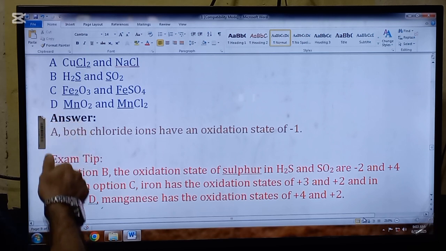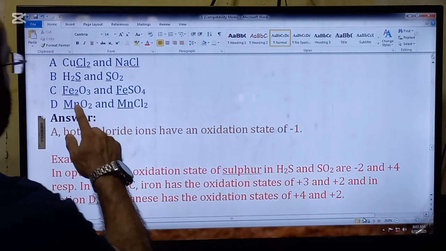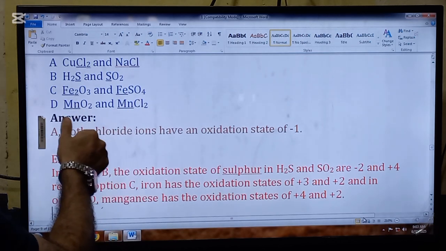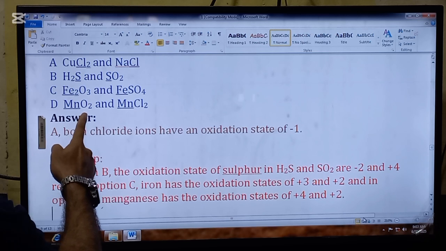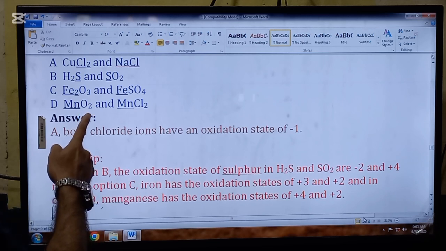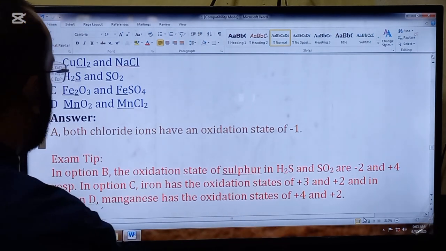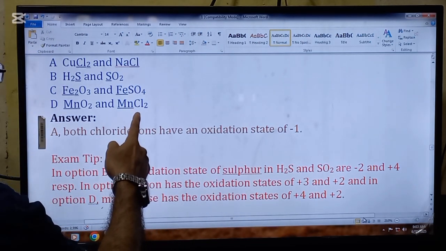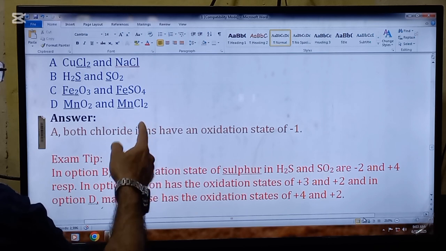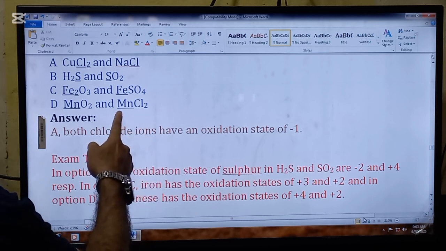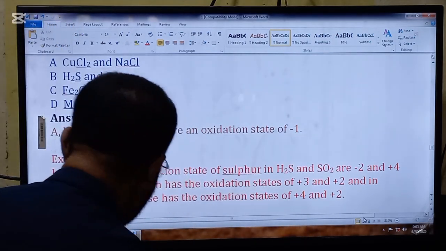So these are having different oxidation states. Likewise in C part, the oxidation state of the iron will be +3 and +2. So in part D, again look, the oxidation state of O2 will be -4. So that's why Mn will have an oxidation state of +4. Whereas in MnCl2, the oxidation state of Cl2 will be -2. That's why the oxidation state of Mn will be +2. So this is the explanation.